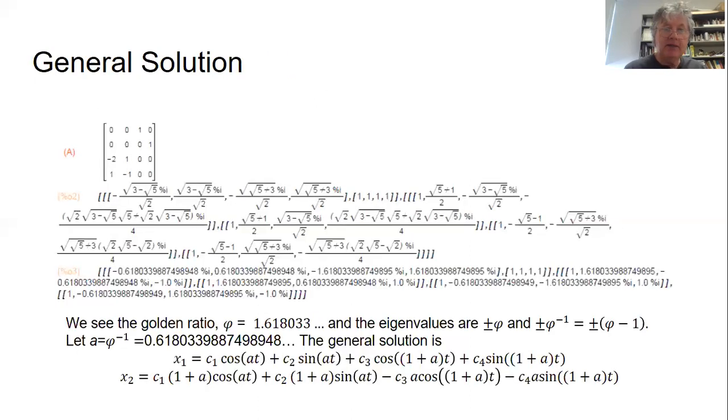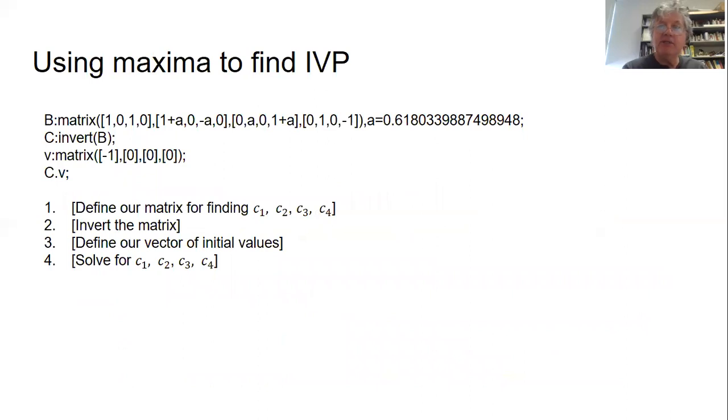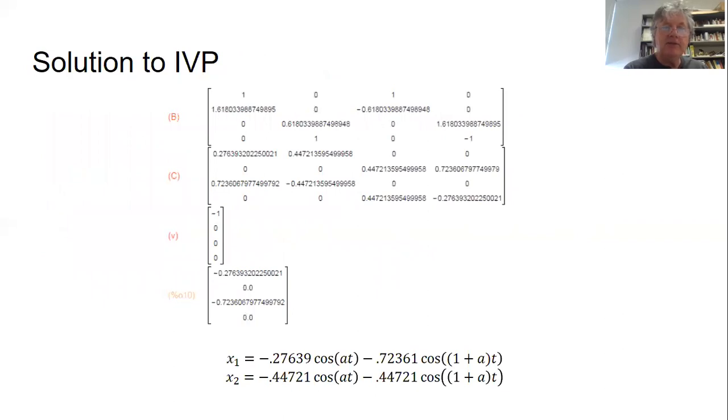Okay, so if we go back and plug in t equals 0, you see what our matrix B is, that we multiply the C, the constant vector, the constants of integration vector. So we invert that matrix and we multiply it by our vector of initial values, which is -1, 0, 0, 0. It could be whatever we want. And when we do C times V, that actually gives us our constants. And so there it is there.